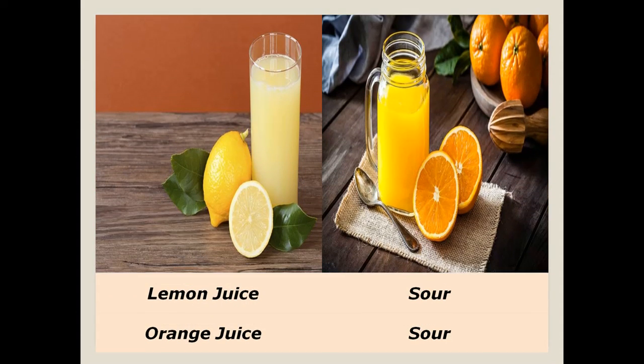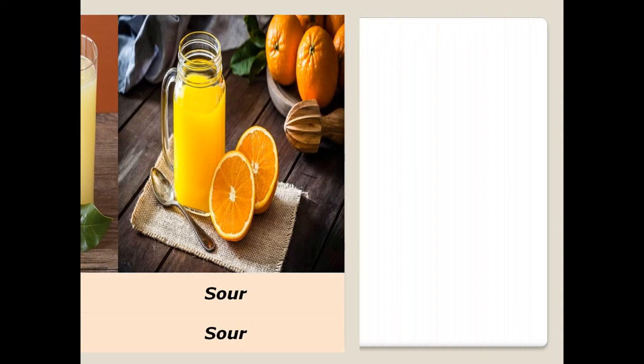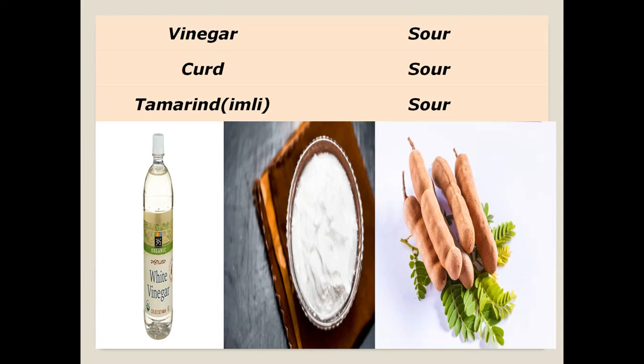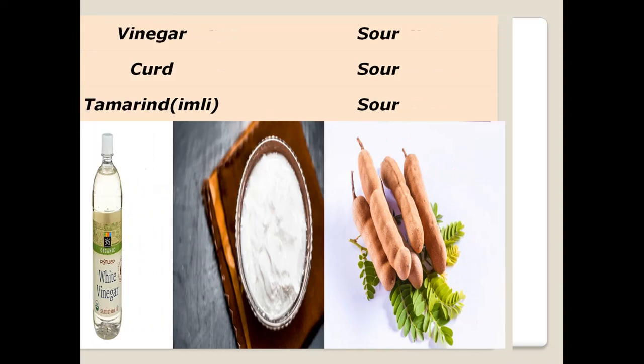Look at this given image. Here is the image of lemon juice and orange juice. You might have tasted it many times. Lemon juice has a sour taste. Orange juice also has a sour taste if it is unripe, and if it is mixed with sugar then it tastes a bit sweet. Then vinegar, it tastes sour. Curd also tastes sour. Tamarind also has a sour taste.